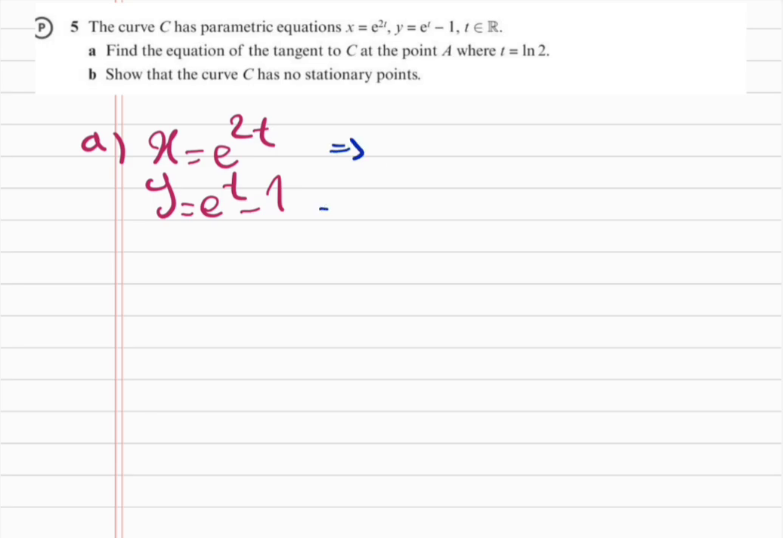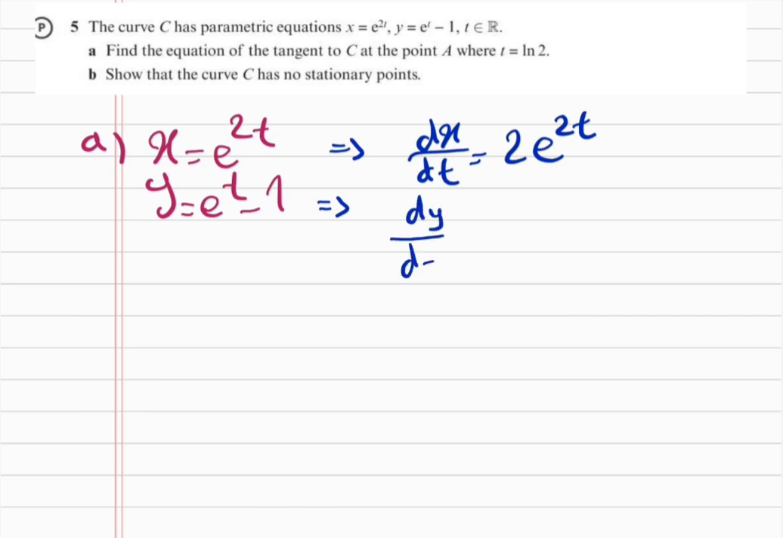Since it's parametric differentiation, when we have parametric equations, we need to use parametric differentiation, which means we first need to find dx/dt and dy/dt and then divide them. So dx/dt is equal to e to the 2t. The exponent is 2t, which differentiates to 2, and that comes down as the coefficient, and we have 2e to the power of 2t.